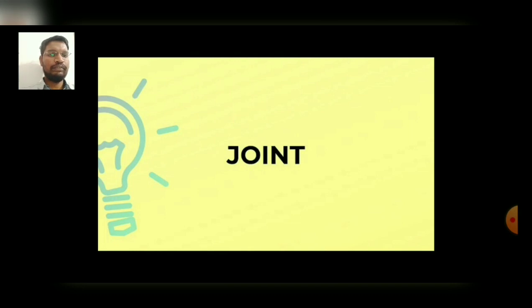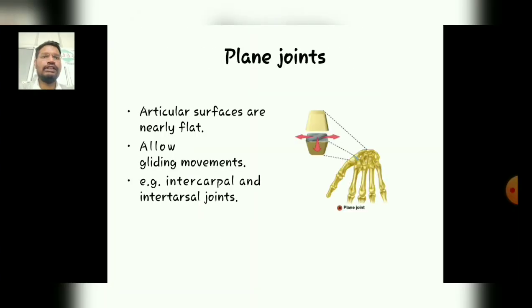So let's start the topic. Today's topic is joints. As you see in the diagram, these are examples of the plane joint. The plane joint involves articular surfaces which are nearly flat, and it allows only gliding movements. For example, the intercarpal joints and the intertarsal joints.